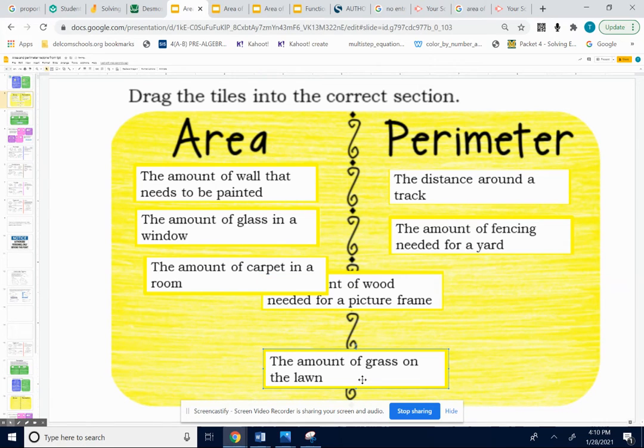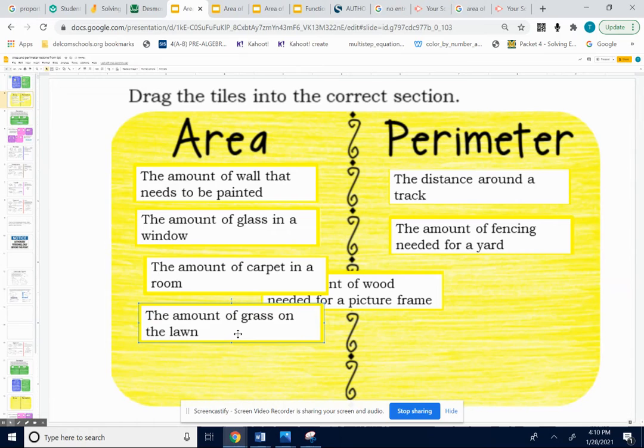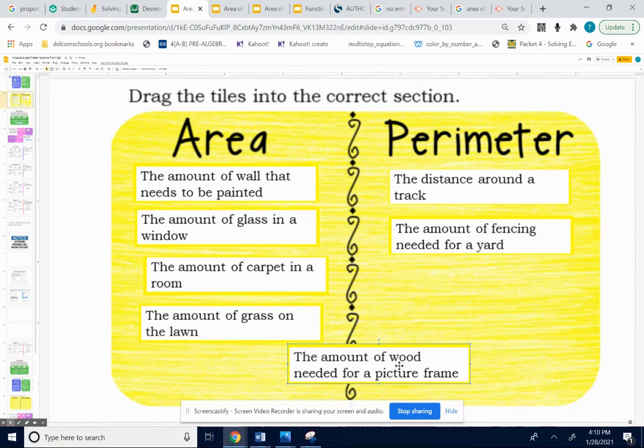Let's see. The amount of grass on the lawn. That's space, the grass on the inside. So that's area. The amount of wood needed for a picture frame. I'm assuming they just mean the outside wood. The frame would just be the outside of it. That would be perimeter.